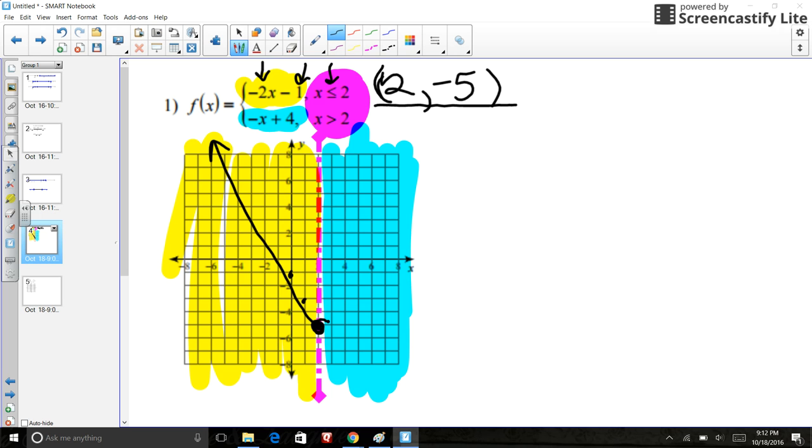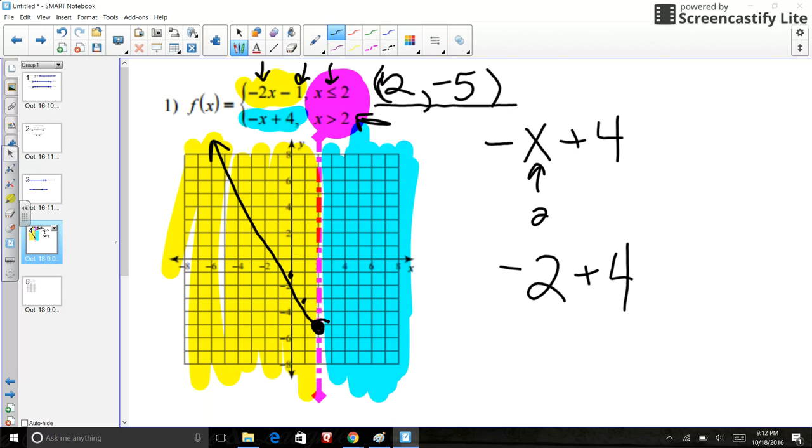So what I'm going to do is say, well, I know that this starts at this pink line, which is when x is 2. So I'm going to figure out what if I plugged 2 into my equation, negative x plus 4? That means negative 2 plus 4. So when x is 2, then y is 2 as well.